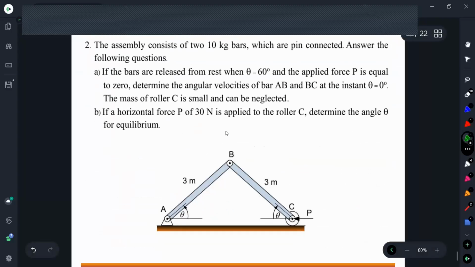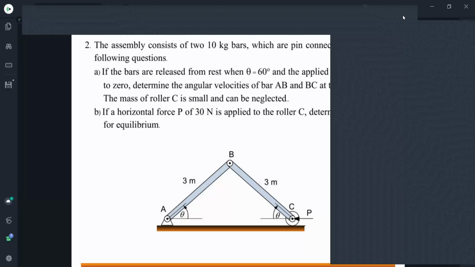For this one, I think it's maybe next time. This problem is about applying kinetics, the kinetic problem of the rigid body. We may talk about this topic in the next video.